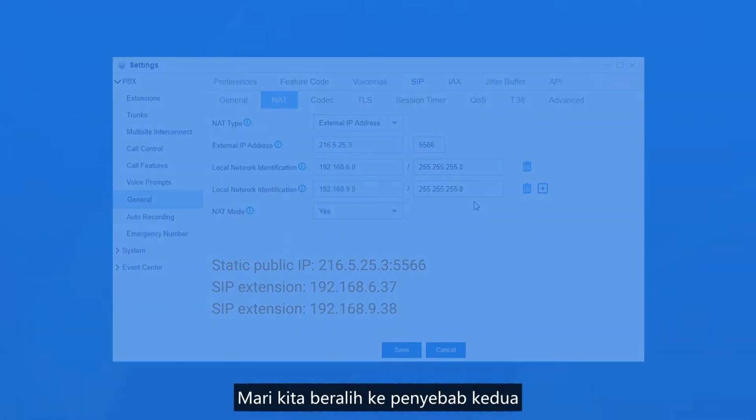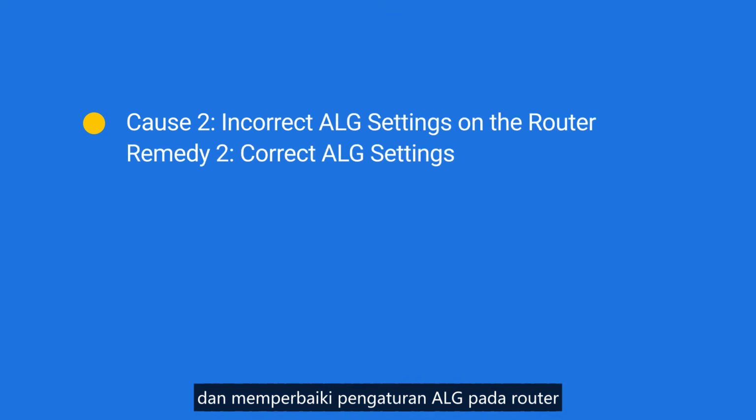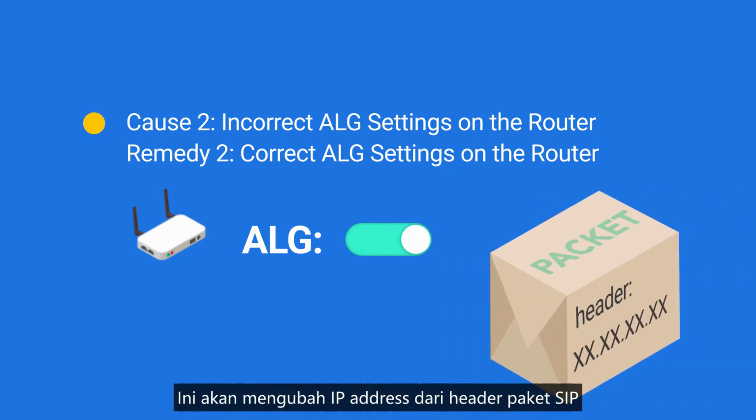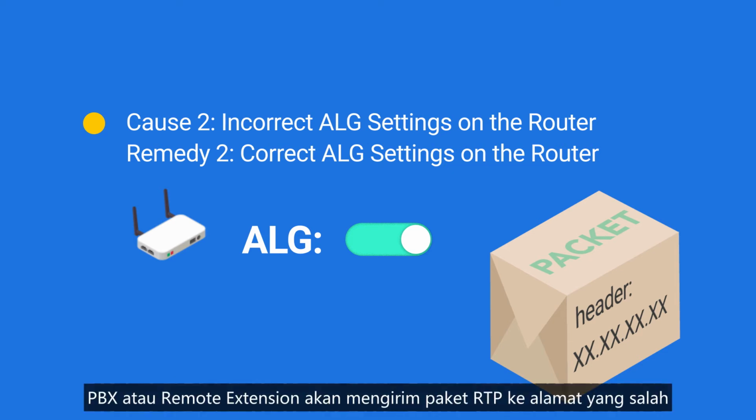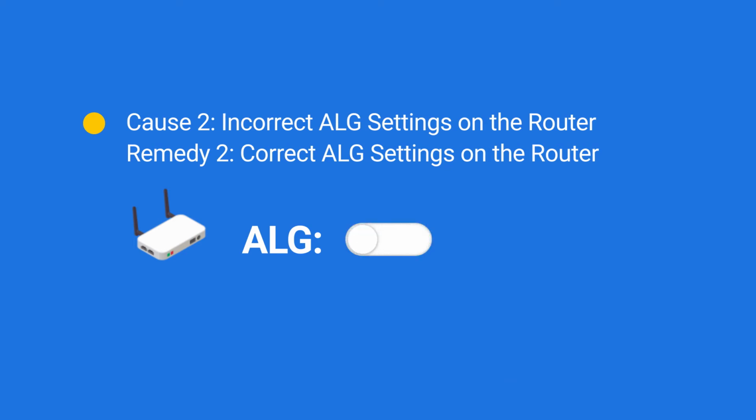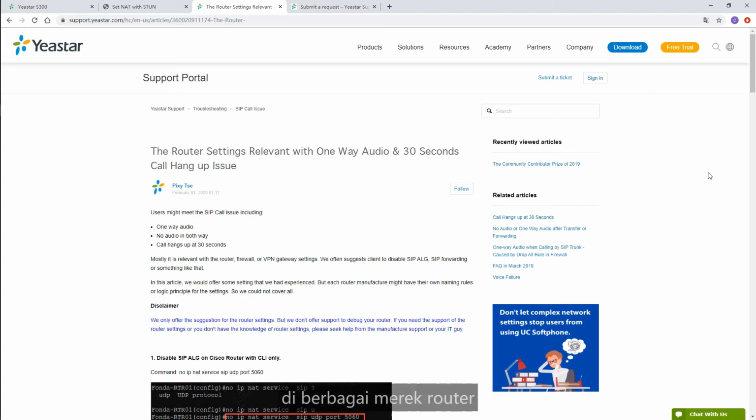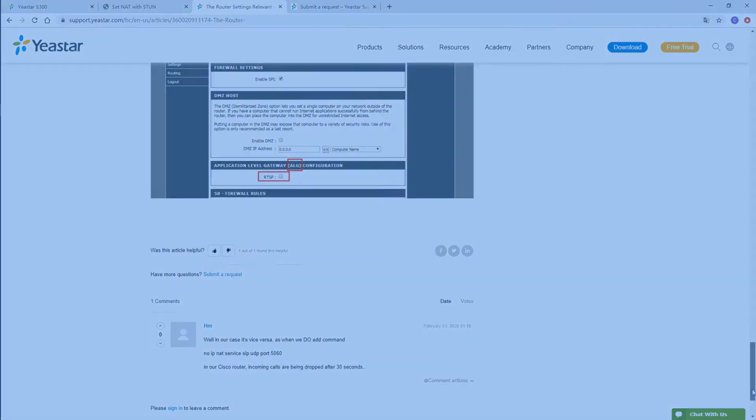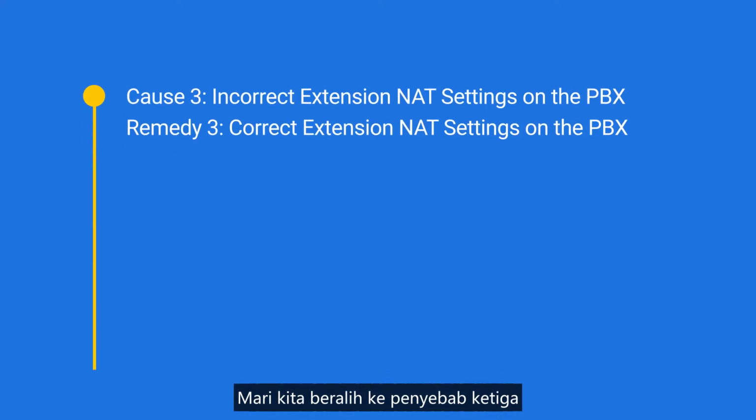Okay, let's move on to the second cause and correct the ALG setting on the router. It is a feature that helps voice devices traverse the NAT environment. It will modify the IP address of SIP packet headers. If not configured right, the PBX or remote extension will send the RTP packets to the wrong address. How to correct the settings? Simply make sure the ALG setting on the router is disabled. If you want to learn more about the settings in different brands of router, you can refer to the articles in our knowledge base.